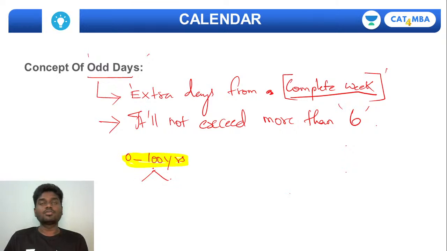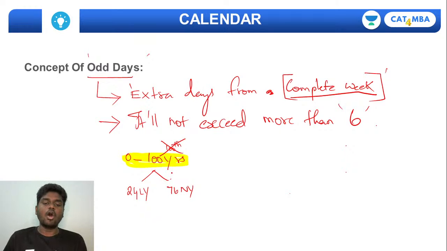In 0 to 100 years, don't simply say you get 25 leap years. That is absolutely wrong. What is important to understand here is that the 100th year happens to be a century year. It is not a leap year, because it is not divisible by 400. So for 0 to 100 years, you'll have 24 leap years and the rest, 76 normal years.